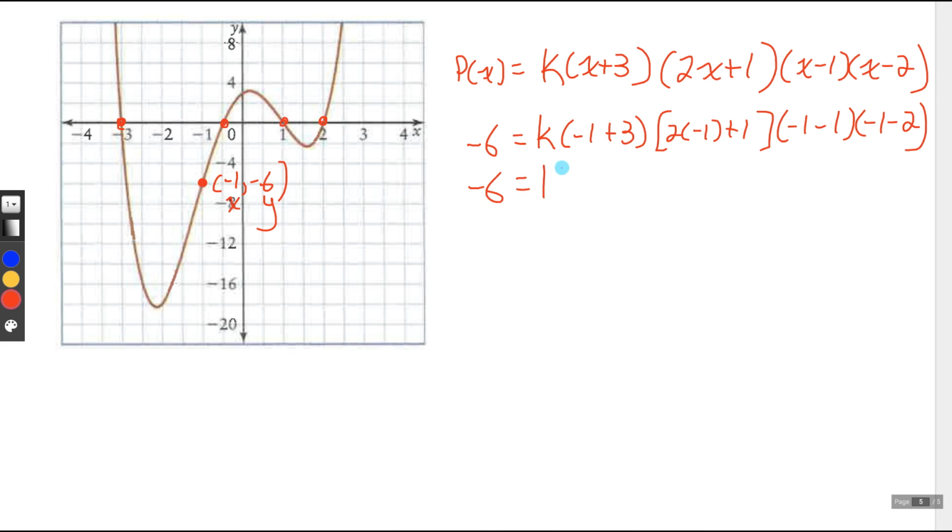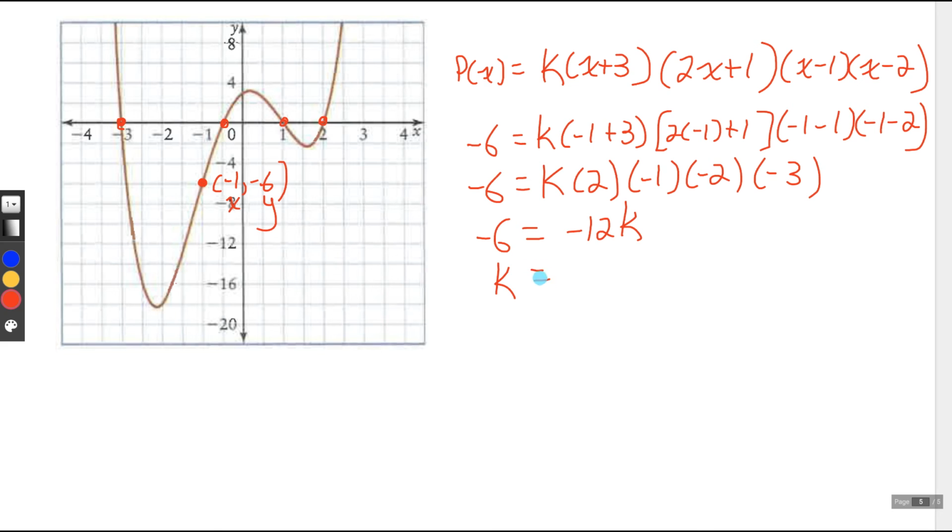So I have negative 6 equals k times 2 times negative 1 plus 1, times negative 1 minus 1, which is negative 2, times negative 3. Let me simplify all those factors on the right. 2 times negative 1 is negative 2, times negative 2 is 4, times negative 3 is negative 12. So I've got negative 12k on the right, divide both sides by negative 12, and I get k equals a half, or 0.5, however you want to write it.